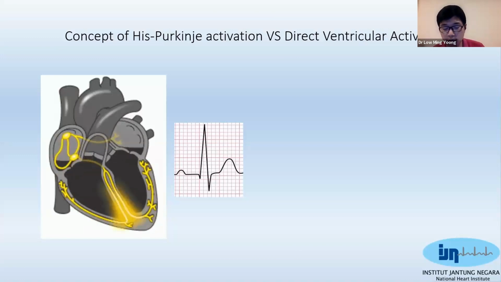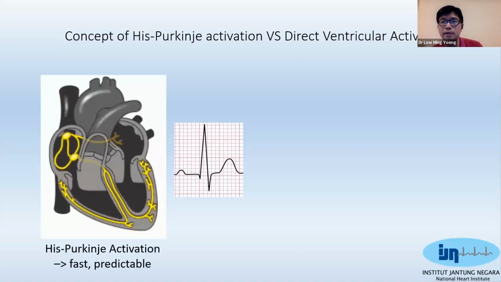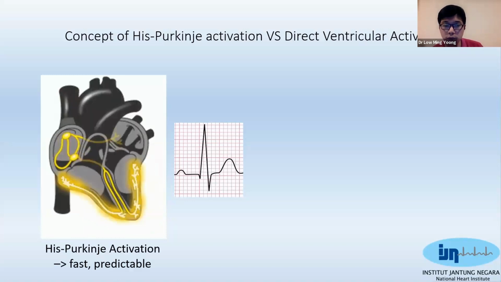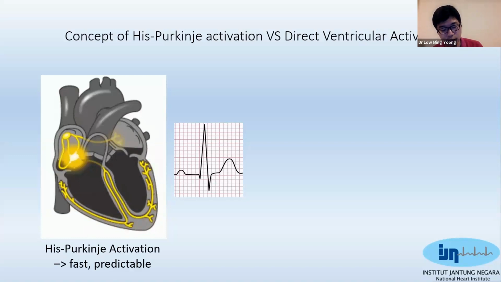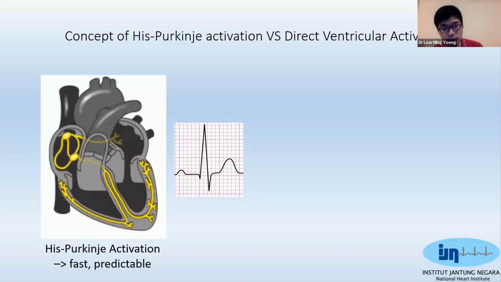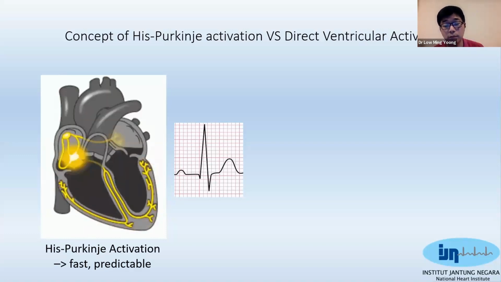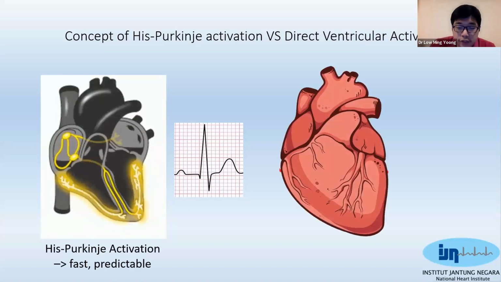We like this. Okay? All of us like this because it's fast and predictable. That means the cardiac output is good because the Purkinje fibers spread from bottom to top. So when you depolarize from bottom to top, the ventricular contraction is very good because you squeeze all the blood out. Compared to this, this is direct ventricular activation.